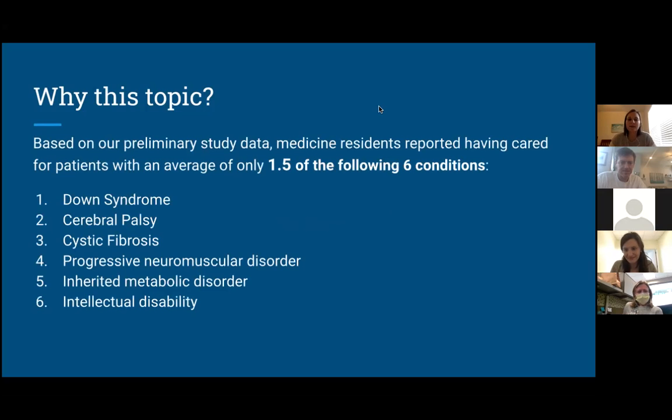So why are we talking about this topic today? From preliminary survey data we sent out to the medicine residents, we came up with these 6 conditions, which are some of the more common genetic and congenital conditions that we see children and adults with in medicine. On average in the IM program here, most residents had only seen 1 to 2 of these conditions throughout residency. And these are conditions that patients are regularly surviving into adulthood with. So we think it's really important to have exposure to these types of patients and know how to take comprehensive care of them.